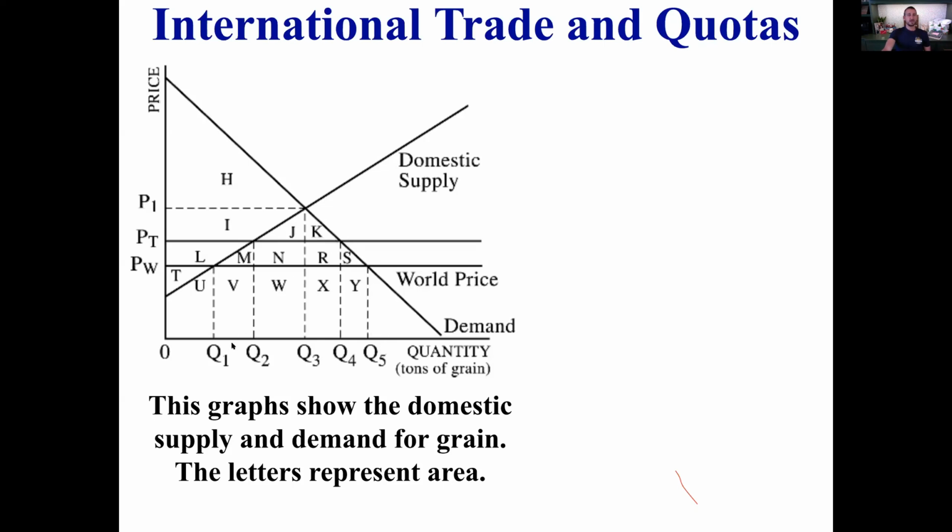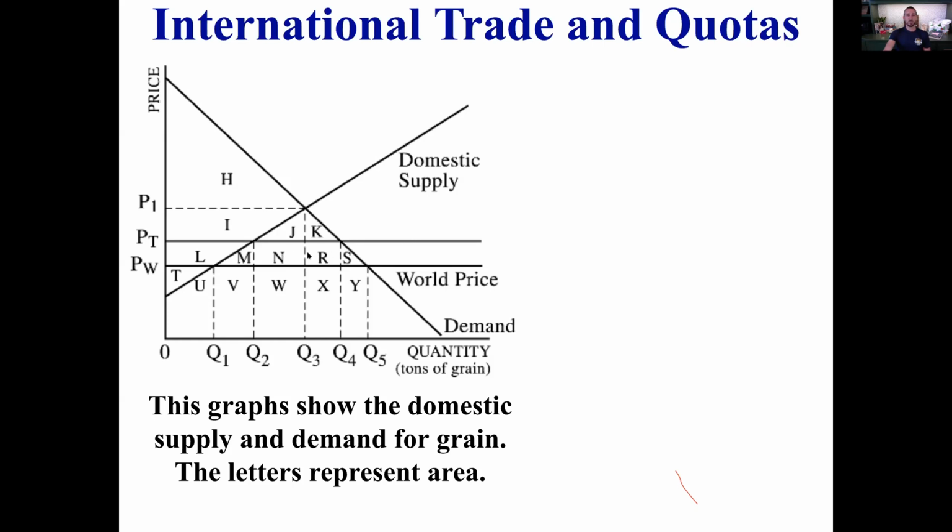Domestically, they were willing to supply Q1. Now they're willing to supply Q2. And so now we're only importing Q4 minus Q2. Hopefully you remember that with world trade, our consumer surplus is HIJK, LMNRS, and T is producer surplus. With the tariff, our consumer surplus is now only HIJK, producer surplus is only L and T.